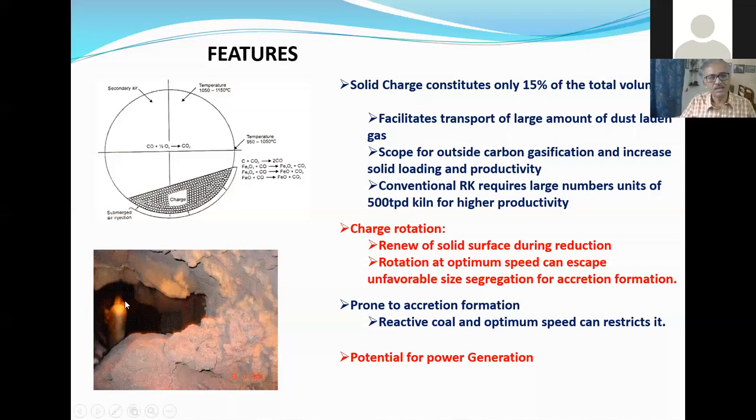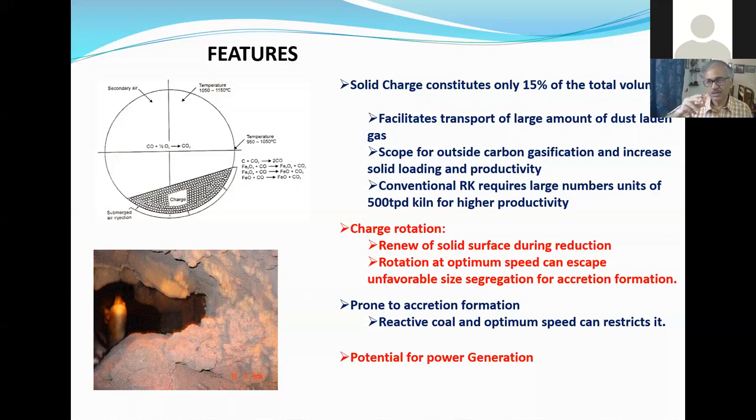And finally, you can see the space is reduced, and the solid movement almost becomes difficult through the kiln. So that much of a situation can be created, and no solid movement can take place after some time. This is called accretion. And the rotation has a great role to play. Optimum rotation also has a role to play to restrict the accretion formation.